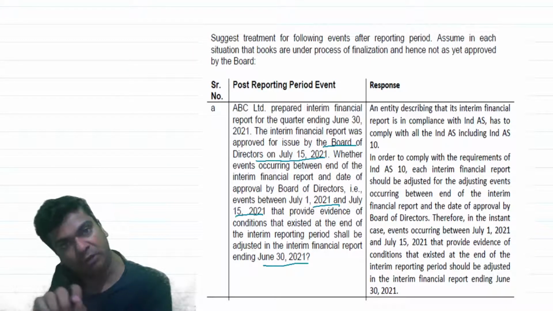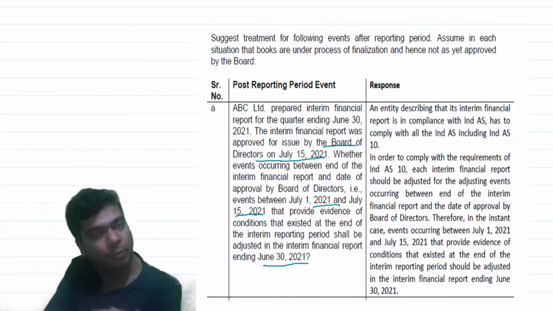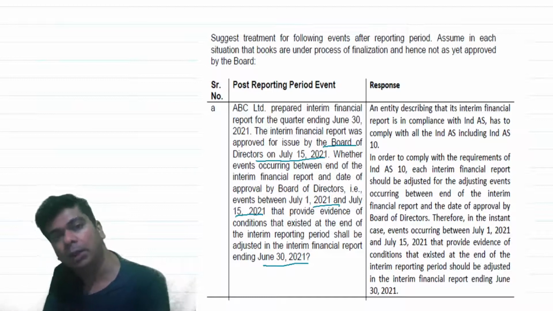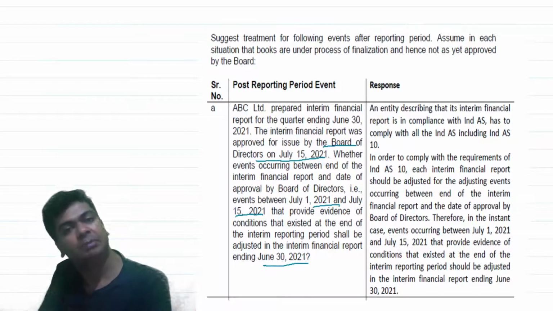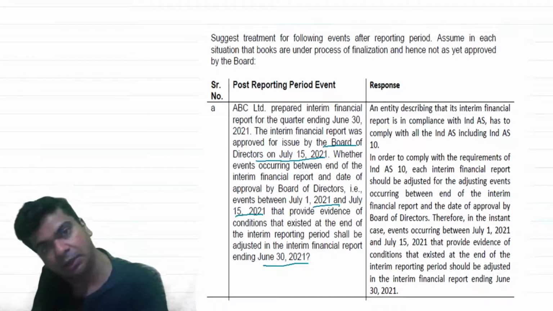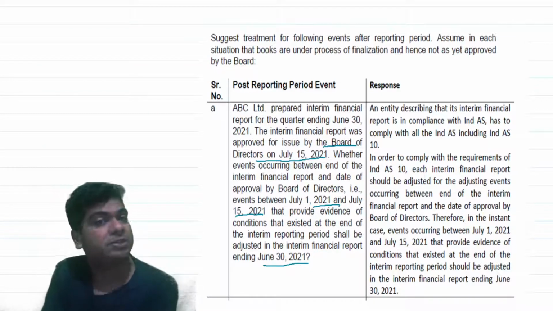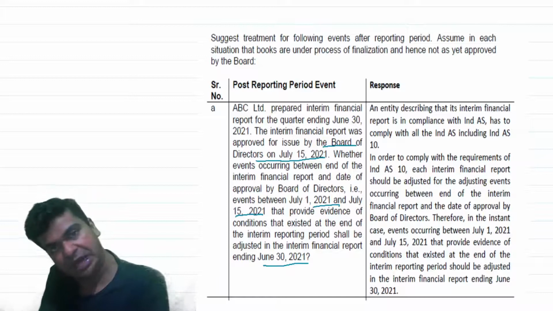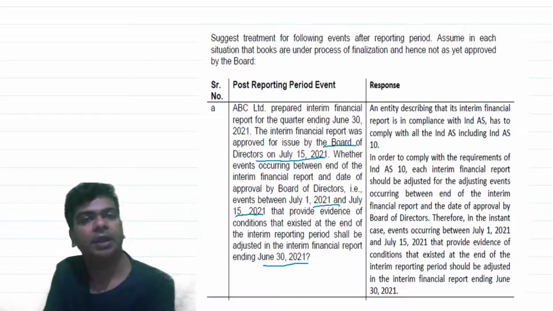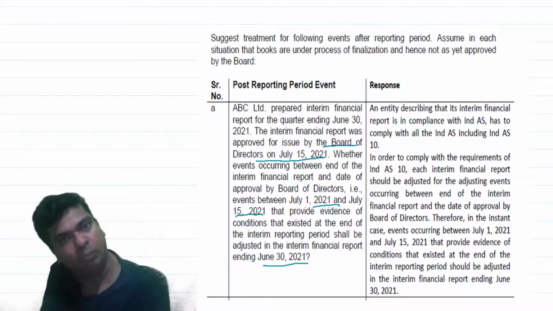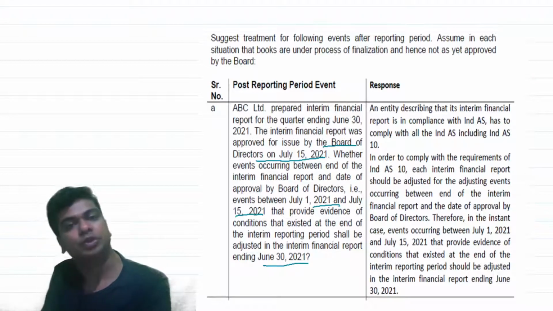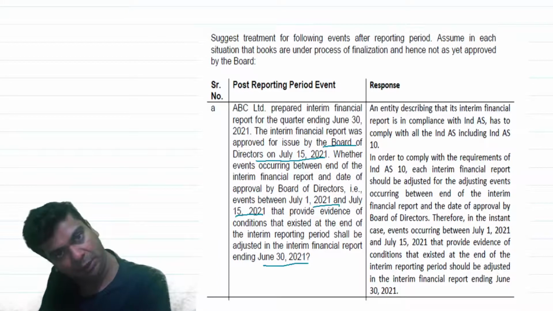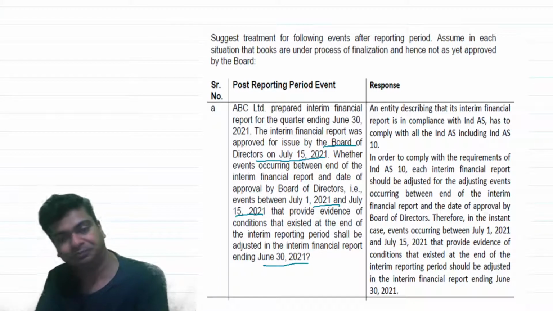Hence, the date on which you have prepared the interim financial report and the date of approval, between these two dates, if any events are occurring, they will be a subject matter of Ind AS 10. Applying Ind AS 10, you will have to decide whether those events are adjusting or non-adjusting. If they're adjusting events, you will have to restate even an interim financial report. If it is non-adjusting, then you will have to provide a disclosure for the same.